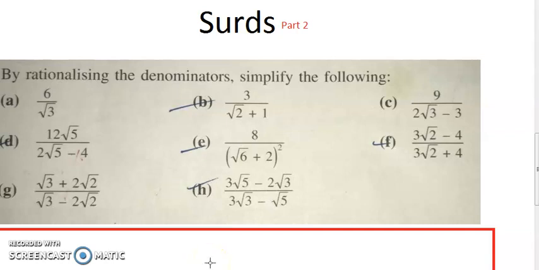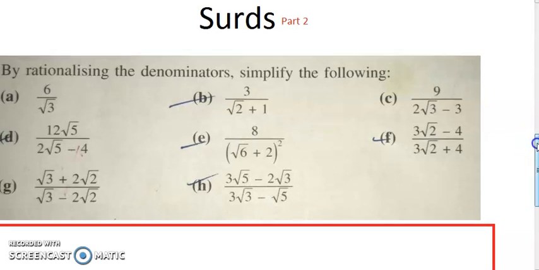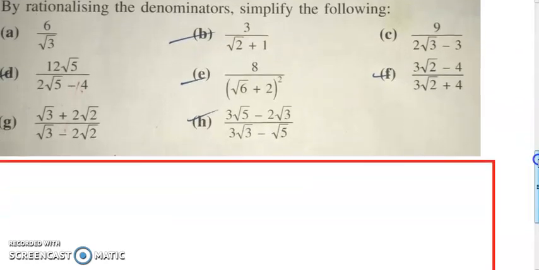Now I've uploaded a video on Surds Part 1. If you haven't watched it, please do, because the basics are covered over there. If you haven't watched it, you won't be able to understand what I'm doing over here. So please do watch that one first, okay? I'm just going to start off by doing some questions which were left in the previous session. So let's just start.